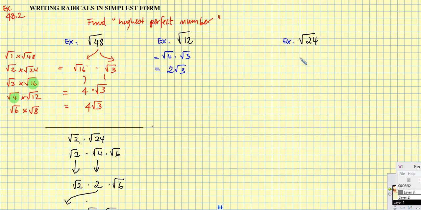So if I try to do root 24, I could do it as root 8 times root 3. I could do it as root 4 times root 6. It could be root 2 times root 12. But the only one of these that permits me to have a perfect square is root 4 times root 6. So my best bet is to do root 4 times root 6, which equals 2 root 6, because the square root of 4 is 2. And root 6 cannot be reduced any further.